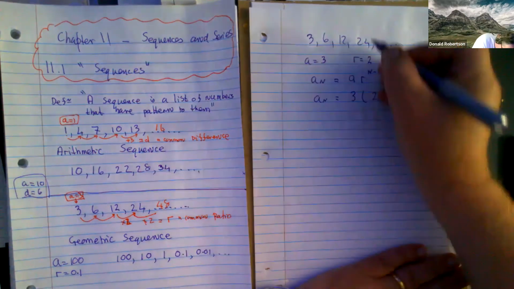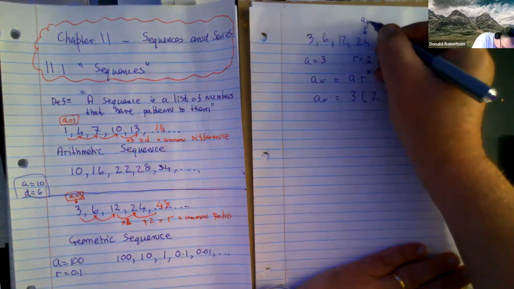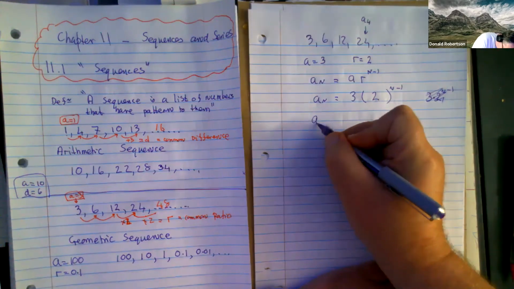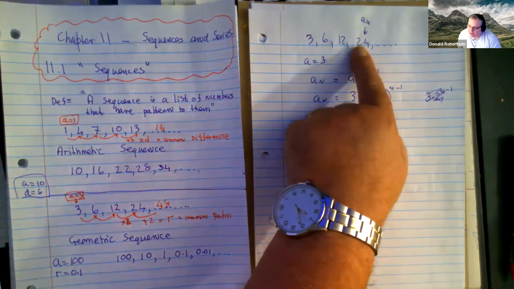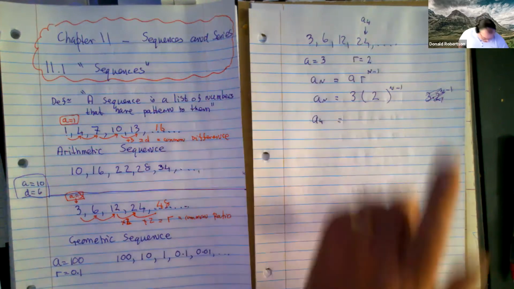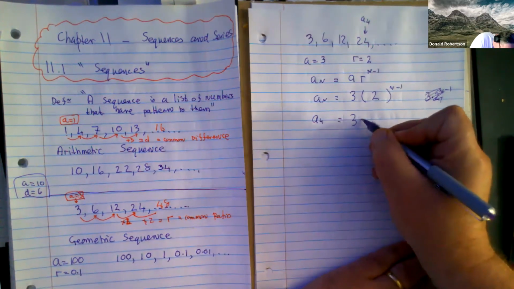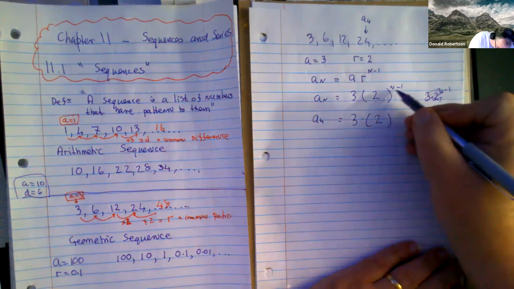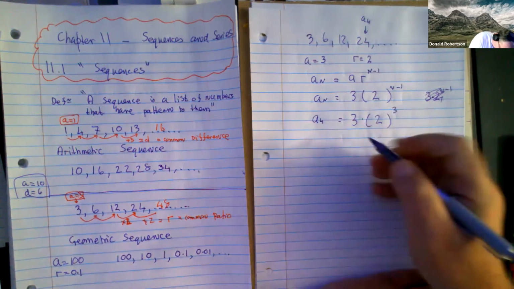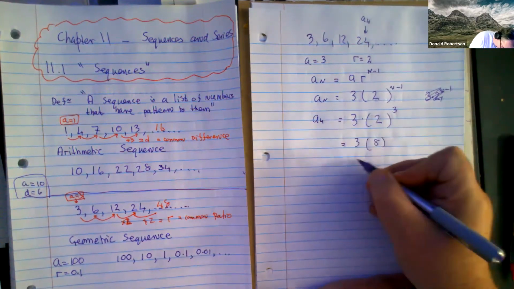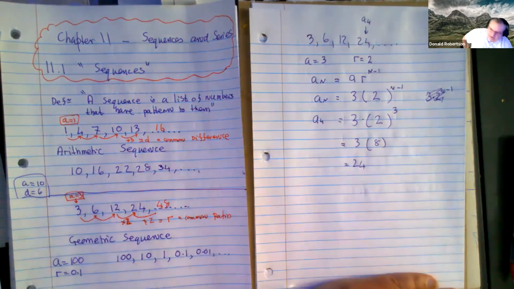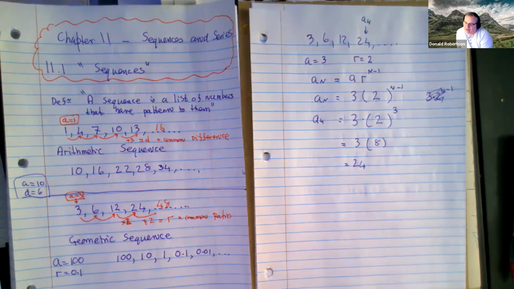Let's find this guy, right? He was A4. So if this works, when I plug in 4 here, shouldn't I get 24 as the answer? Well, it's 3 times 2 to the power of 4 take away 1, which is 3. 3 times 8, because that's what 2 cubed is. Are we good?